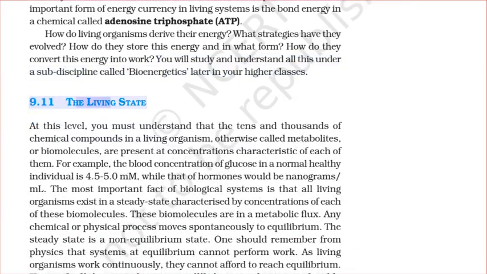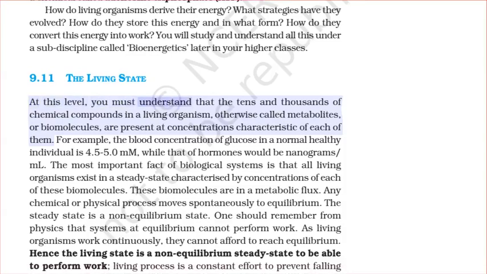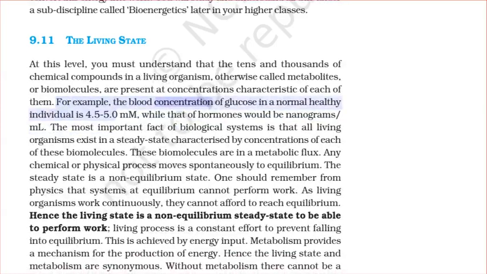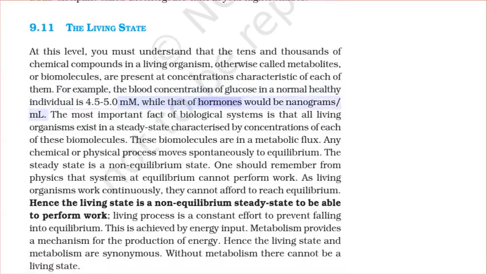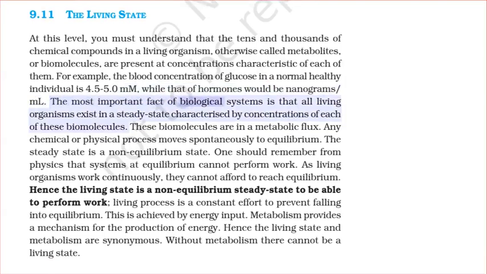9.11 The living state. At this level, you must understand that the tens and thousands of chemical compounds in a living organism, otherwise called metabolites or biomolecules, are present at concentrations characteristic of each of them. For example, the blood concentration of glucose in a normal healthy individual is 4.5 to 5 millimolar, while that of hormones would be nanograms per ml. The most important fact of biological systems is that all living organisms exist in a steady state characterized by concentrations of each of these biomolecules.